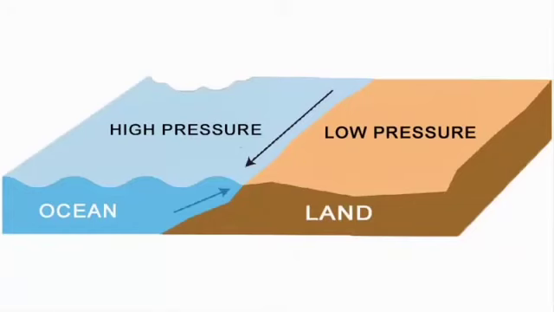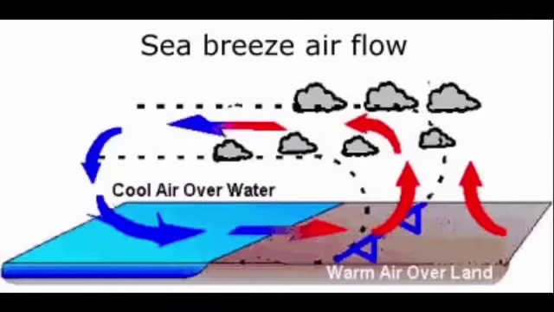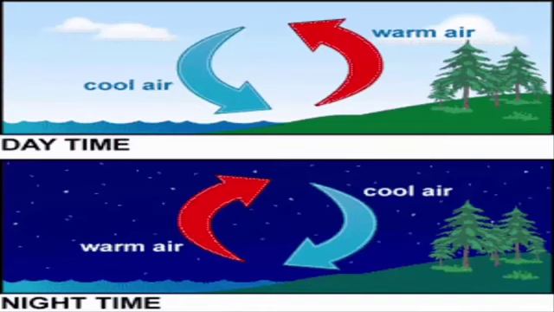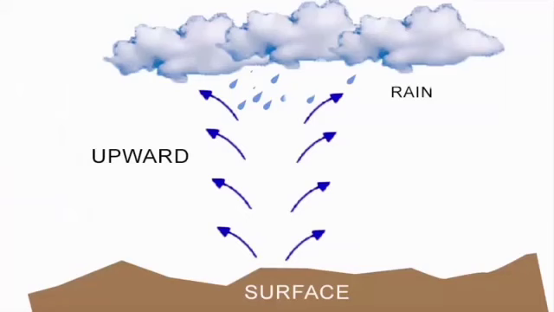Usually, the ocean surface has high pressure and the land surface has low pressure. And when the cool air over the water moves from the high pressure to the low pressure area, that is towards land, since land gets heated faster than water, the air over there moves upwards. And we learnt that during low pressure the air moves up, hence condensation and precipitation take place.